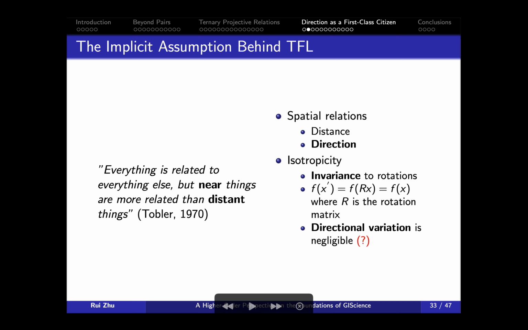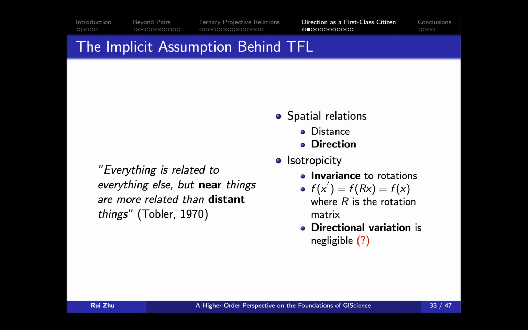I believe all of us here already know very well of Tobler's first law of geography, which states that everything is related to everything else, but near things are more related than distant things. In fact, this law is the backbone of many spatial methods. We widely regard it as the law of spatial dependency.